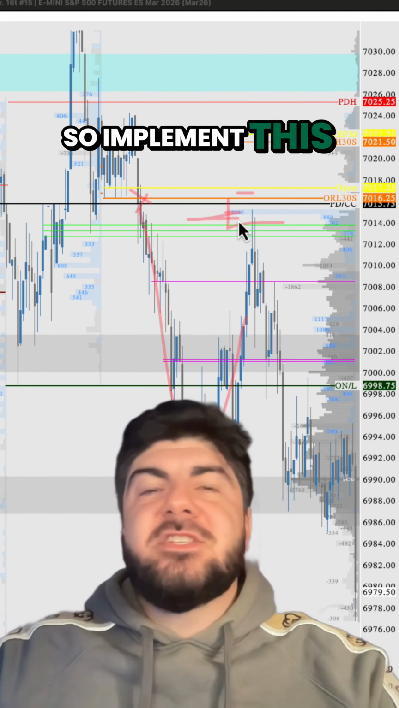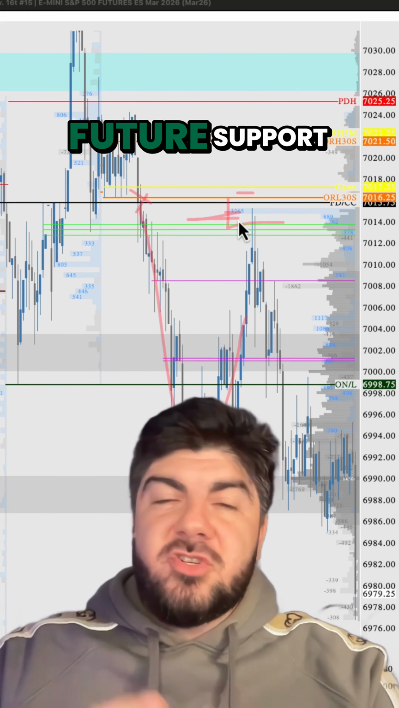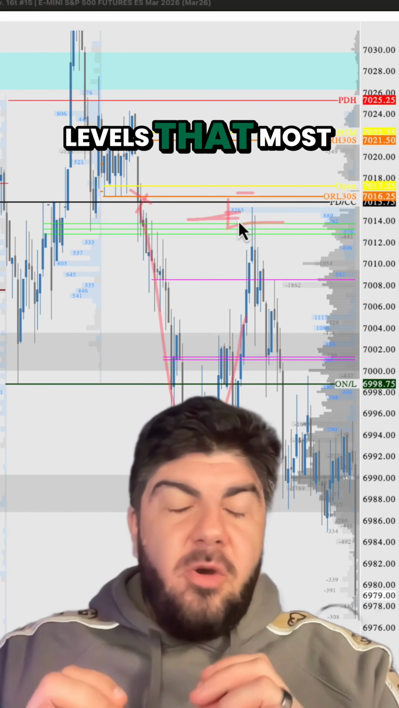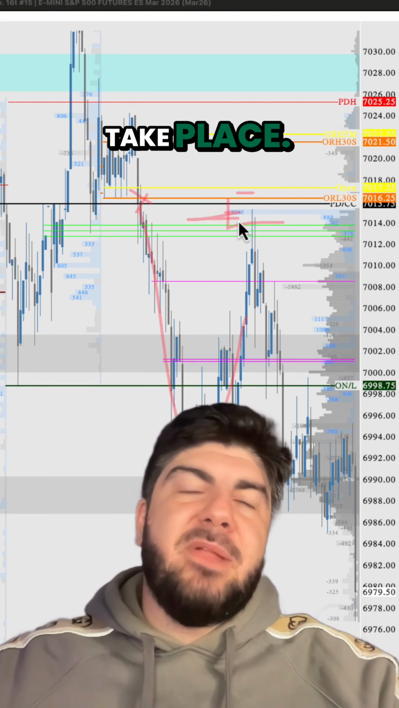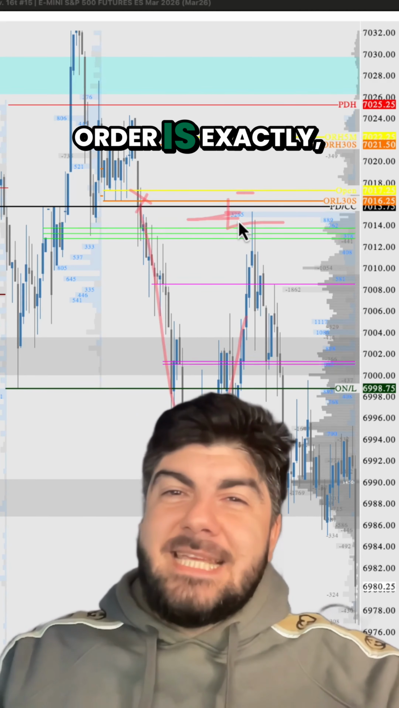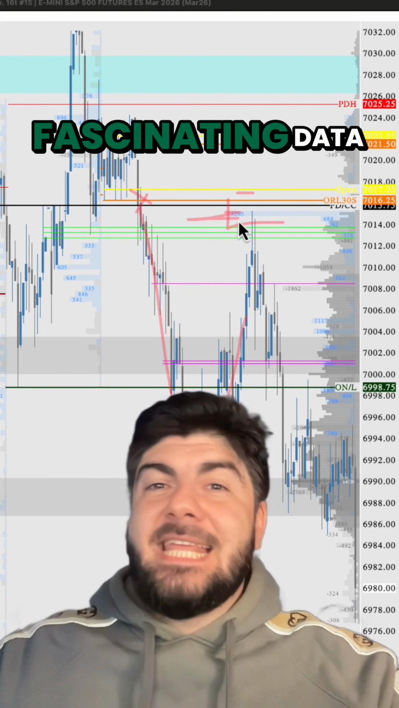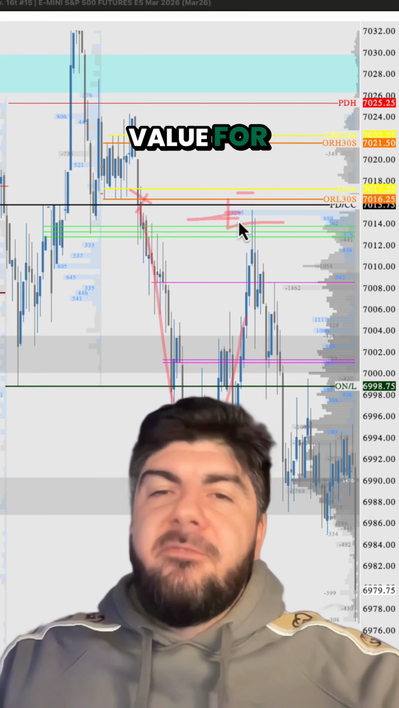So implement this to your order flow analysis and your trading repertoire, and you're going to start to see future support and resistance levels that most other traders have no idea they're about to take place. I would also encourage you to read further into what market by order is exactly, because it's some fascinating data that I'm shocked the CME releases, and it has a lot of value for traders.